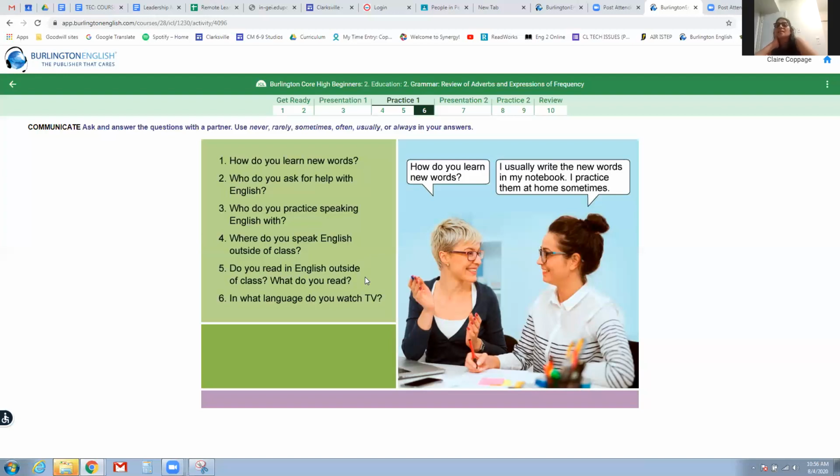Outside, inside. Outside and inside the class. So this, there you afuera y dentro de clase. Sí, pero no es un poquito de leer inglés fuera de clase. Sí, yes, I do. So yeah, yes, I do. And what do you read? ¿Qué lees en inglés? Okay.